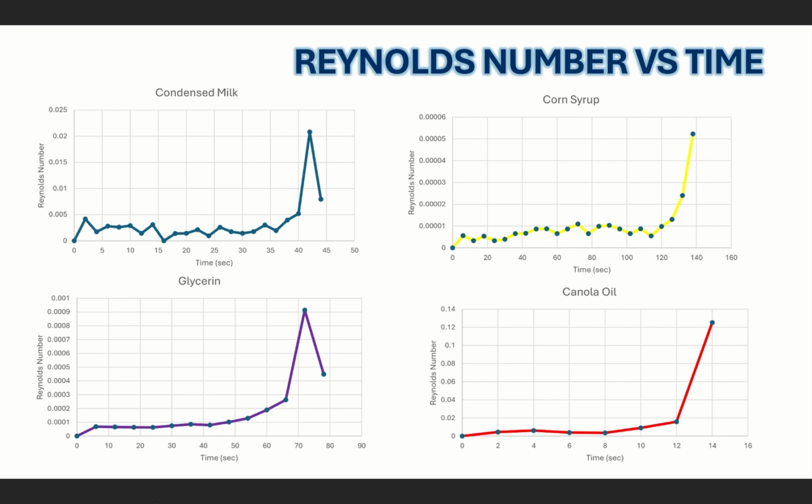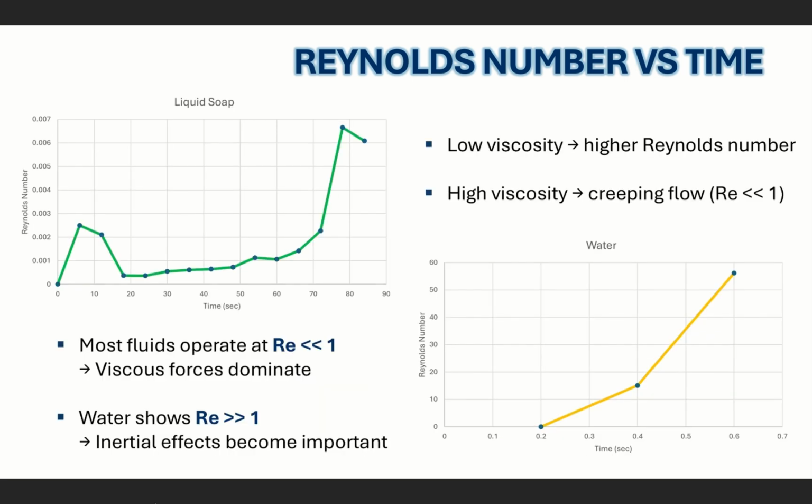This slide shows Reynolds number as a function of time for each fluid. Most fluids operate at a Reynolds number less than 1: glycerin, corn syrup, condensed milk, and liquid soap. This confirms that viscous forces completely dominate over inertial forces. This means that Stokes' law is valid. Water has such low viscosity that even the slow particle motion produces a Reynolds number significantly greater than 1. This means that the lower the viscosity, the higher the Reynolds number, and the higher the viscosity, the lower the Reynolds number. This means that the flow is creeping flow in the Stokes regime.